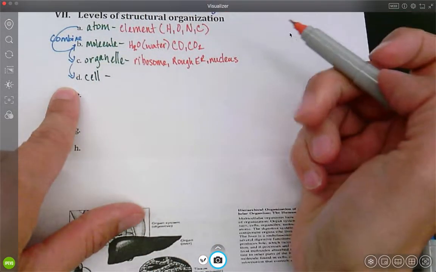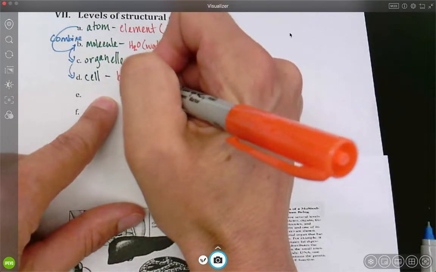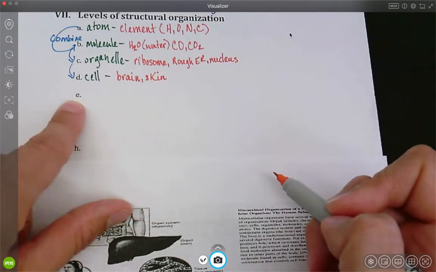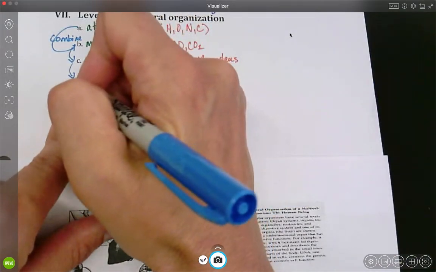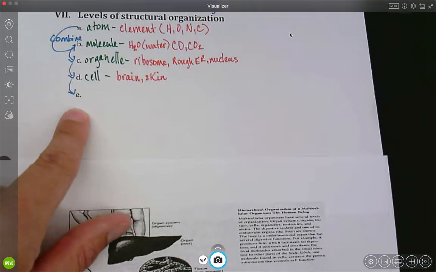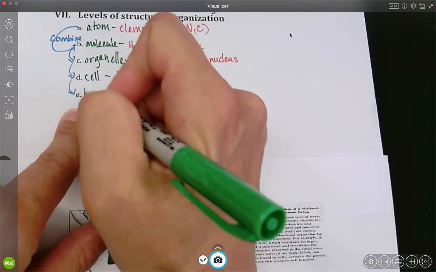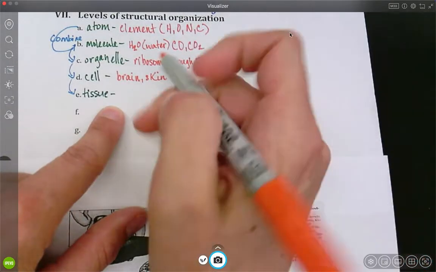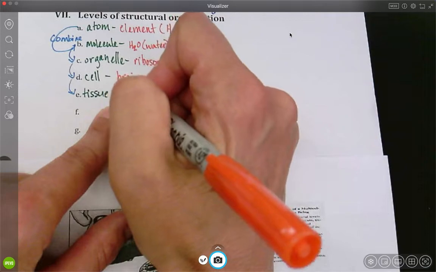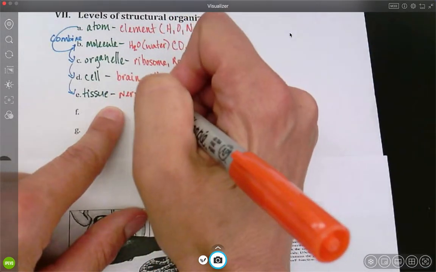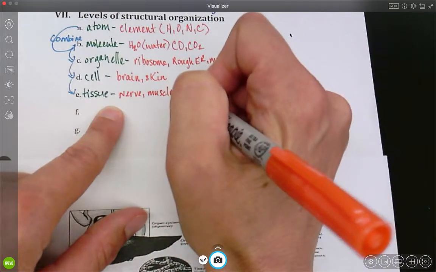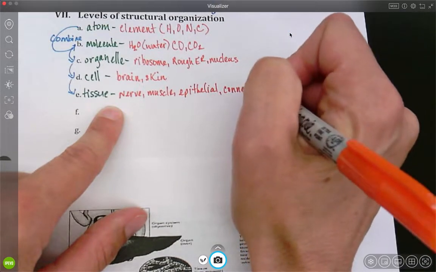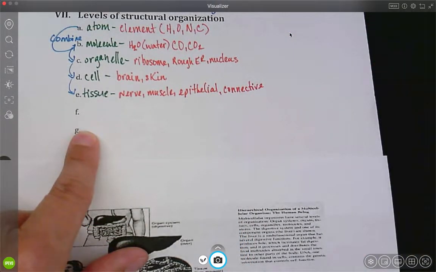So what are some cells that we have? We have brain cells. We have skin cells. I take all my cells, I line them up, and I form a tissue. So remember, they're all combining to make the next layer. So what are some types of tissue? Well, we have nerve, we have muscle, we have epithelial, we have connective. Those are all types of tissues.